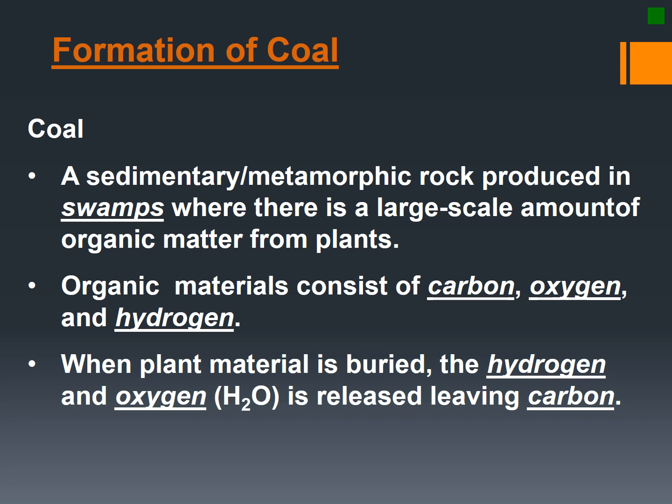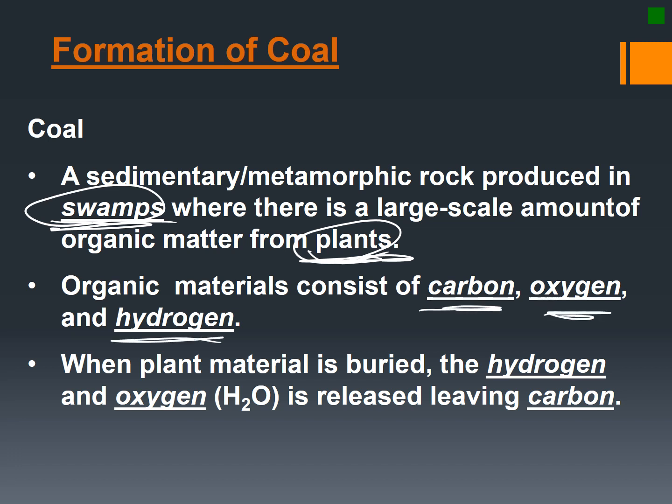Okay, so let's talk about the formation of coal. First off, coal was formed in swamps a long time ago with organic matter from plants. So the key words are that coal is from plants and was made in swamps. Okay, as I talked about in the previous slide, organic materials have carbon, oxygen, and hydrogen. And this makes sense because, once again, it all originated from the process of photosynthesis, whose primary elements are carbon, oxygen, and hydrogen.